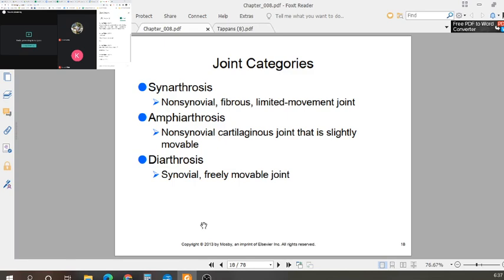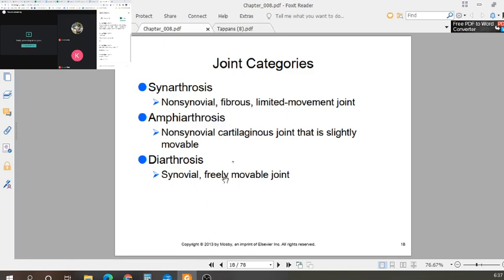Syndesmosis is for articulating bones. Okay, so that's going to be like our tibia and fibula. They don't move a lot. But they do come together up here, and you have again for these 2 here. But again, they don't move a lot.